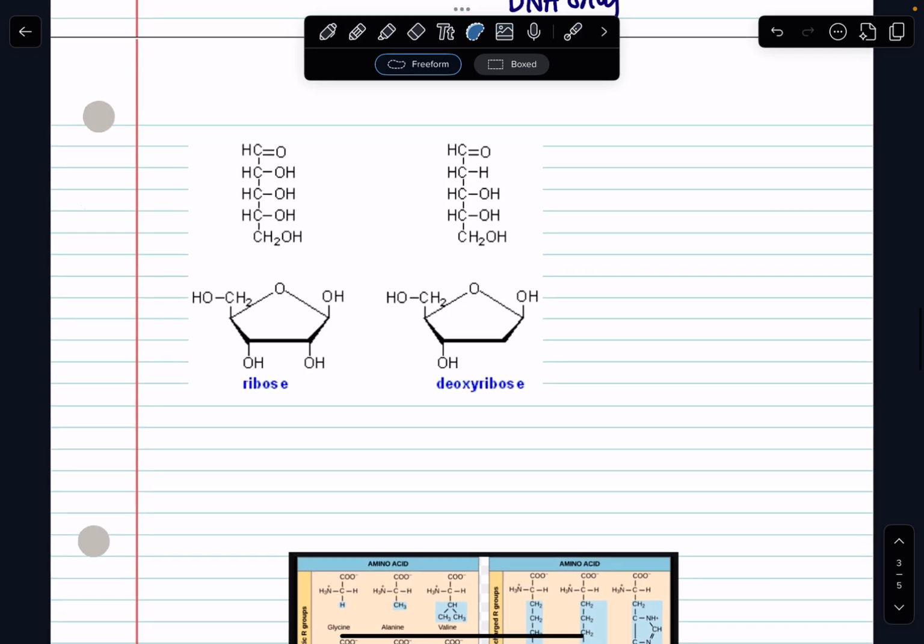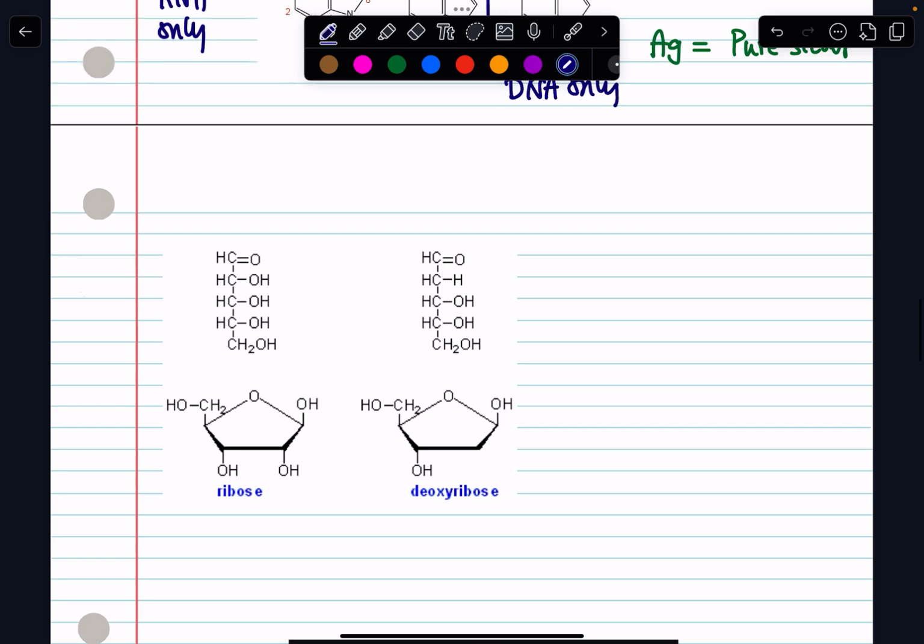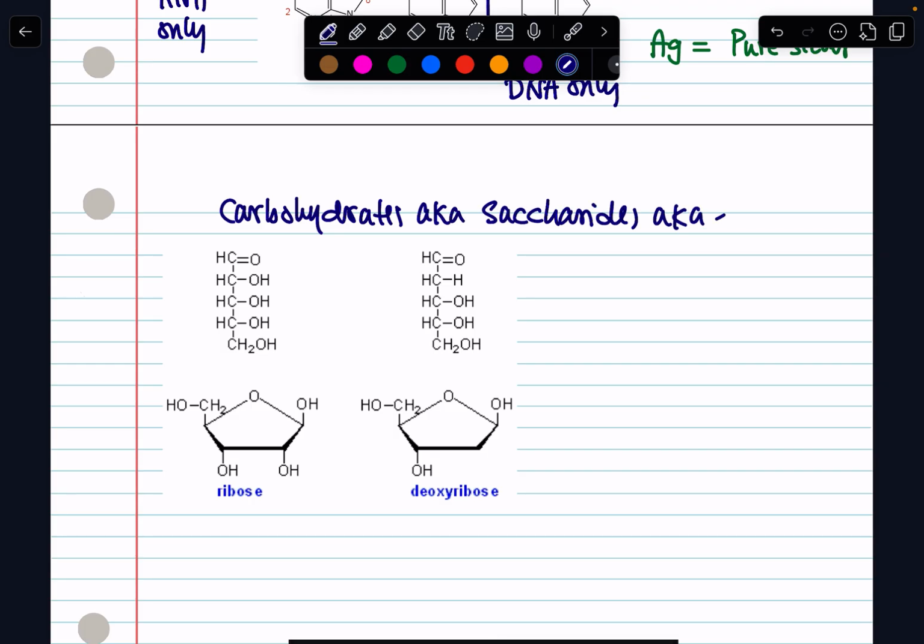Okay, and then finally we have these, what we call, if you remember, these are carbohydrates, right? Because they only have carbon, oxygen, and hydrogen. So these are carbohydrates, aka sometimes we just call them saccharides. Sometimes we call them sugars.